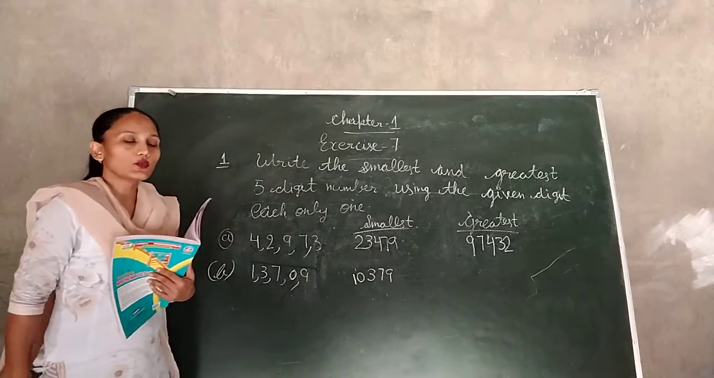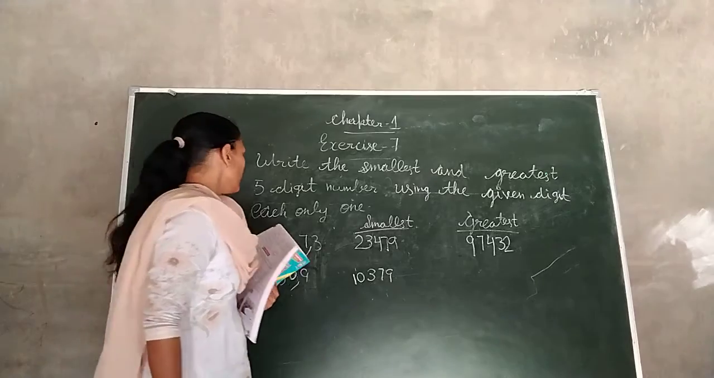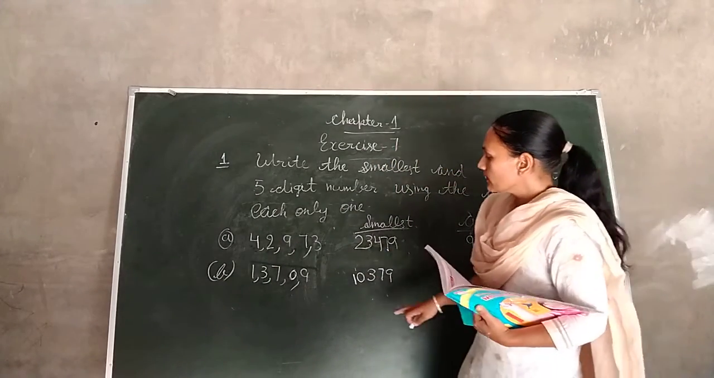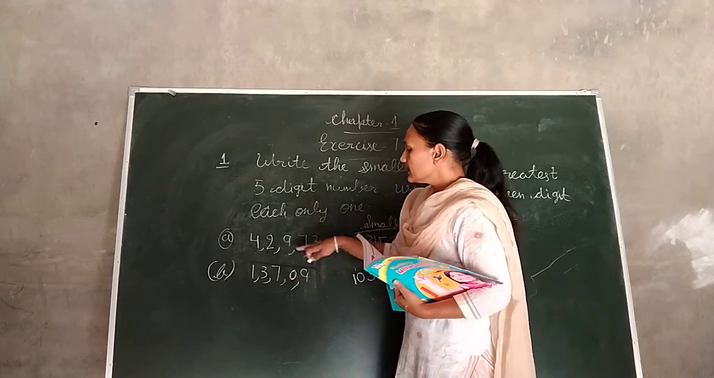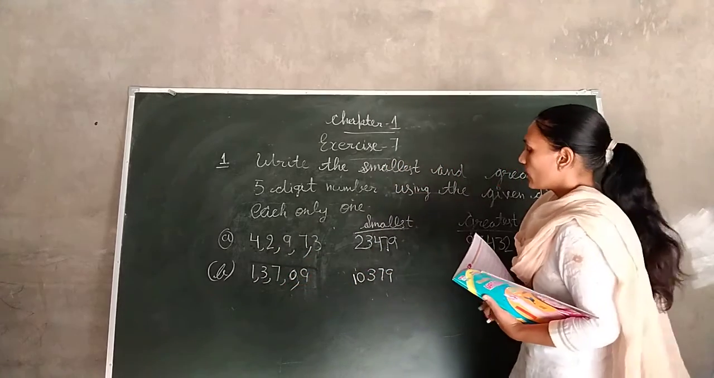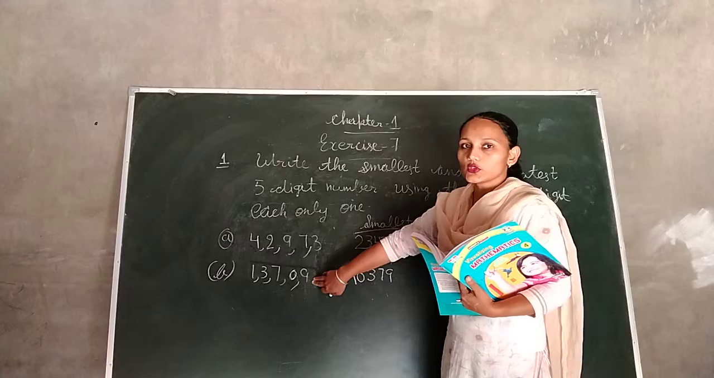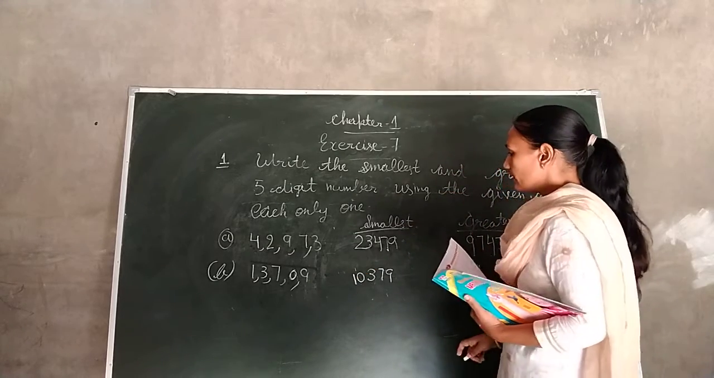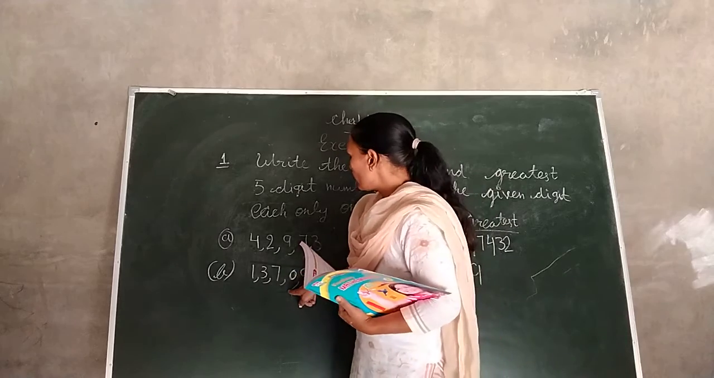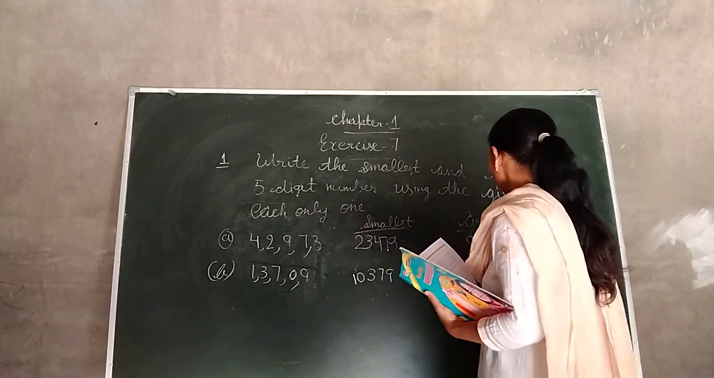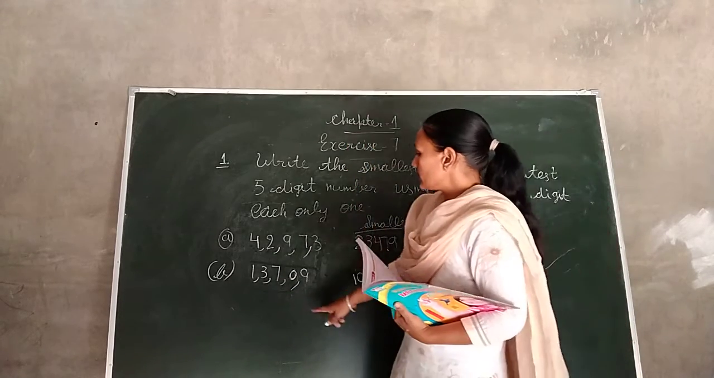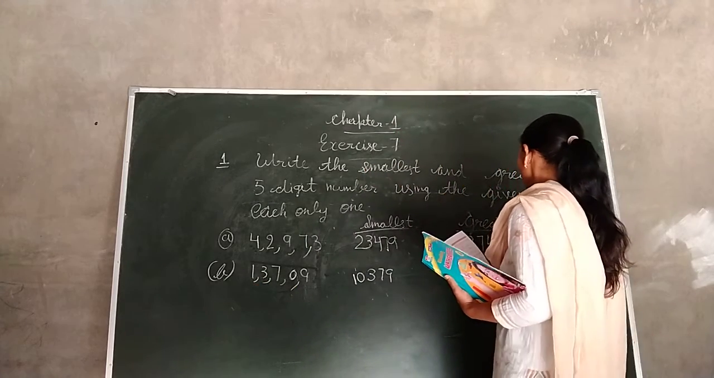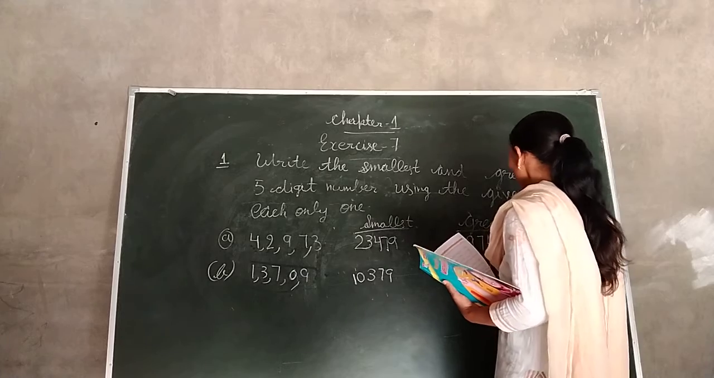So when we have to make the greatest number, then we have to arrange these digits in descending order. So first of all, we have to write the greatest digit. 9 is the greatest. Next, which is the greatest among these four digits? 7. Next, which is the greatest among these three digits? 3. Next one, next 0.